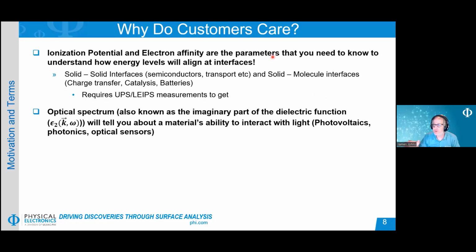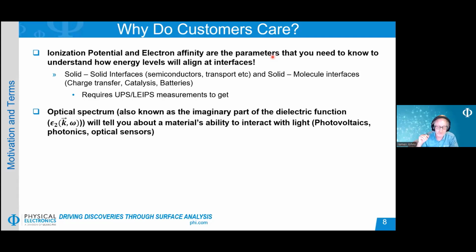So why do we care about those? Well, the ionization potential and the electron affinity are the key parameters that you need to understand how energy levels align between different materials. So you need to know where the conduction band and the valence band are situated with respect to the Fermi level and the vacuum level in order to know when you put two materials together, how their energy levels are going to line up. And that is a key component to all solid-solid interfaces.